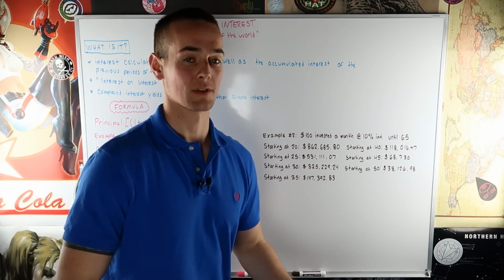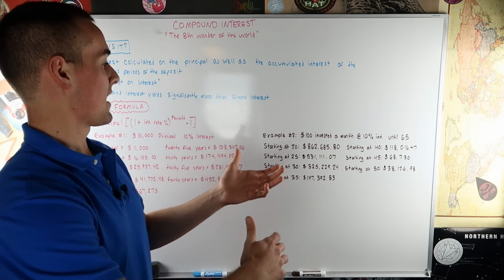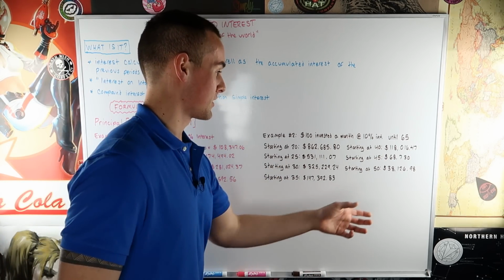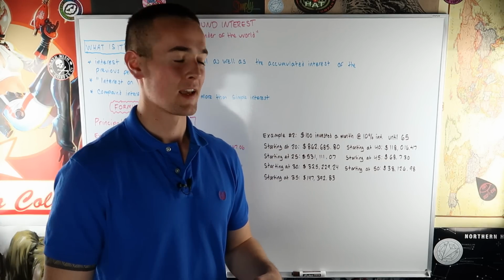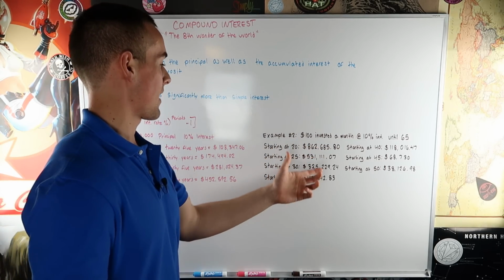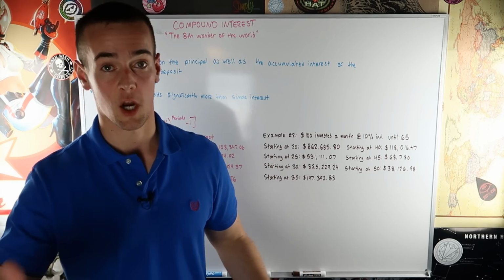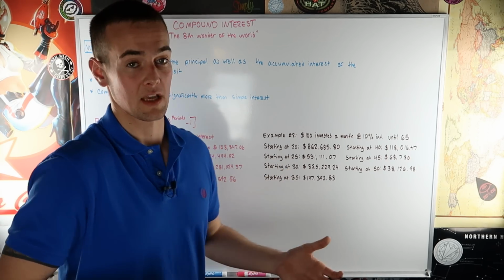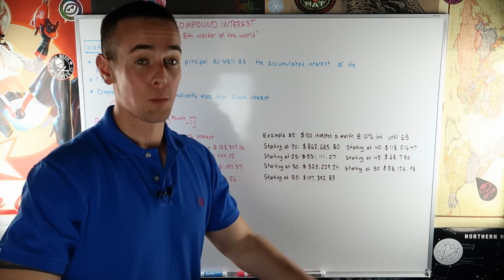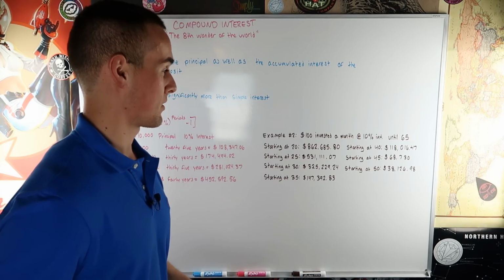You gotta invest early. That's the difference of having a $1 million retirement versus a $40,000 retirement. The difference of 10 years is the difference of having a $300,000 retirement versus a basically $900,000 retirement. Go play with these numbers, guys. Jump on that compound interest calculator.